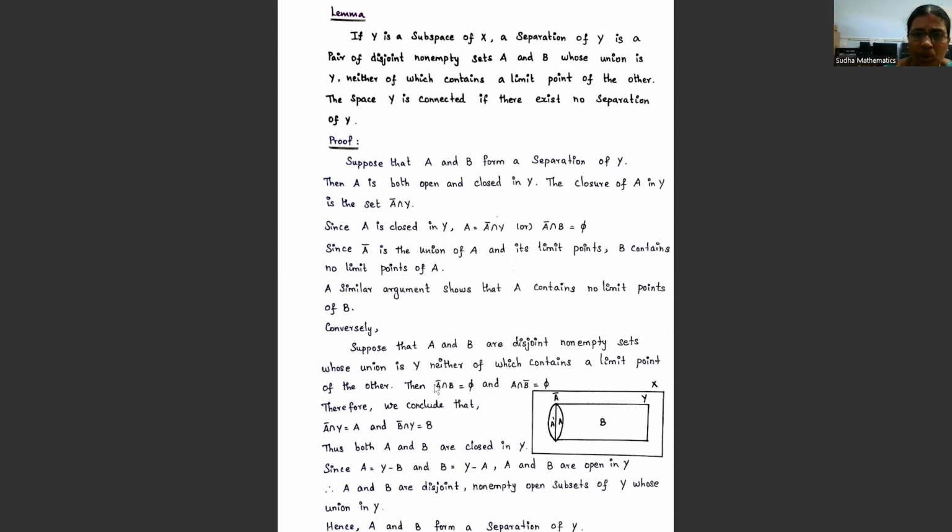Now since A contains no limit point of B and B contains no limit point of A, A bar intersection B is empty and A intersection B bar is empty. Therefore, this leads to A bar intersection Y is A and B bar intersection Y is B. Proceeding as above, we are getting these two results. Since A bar intersection Y is A and B bar intersection Y is B, A and B become closed in Y. Since A is the complement of B and B is the complement of A, A and B become both open as well. So A and B are disjoint, non-empty, open subsets of Y whose union is Y. Hence, by definition, A and B form a separation of Y.